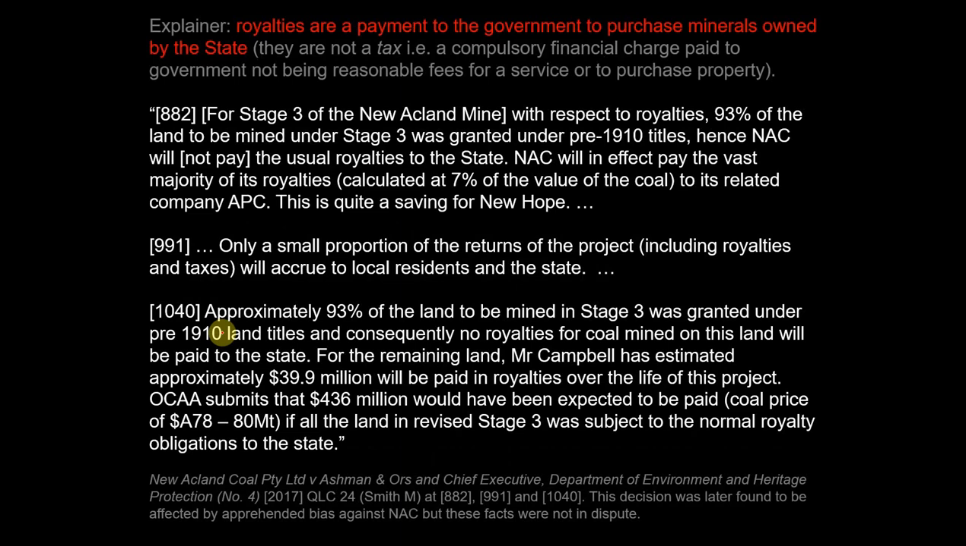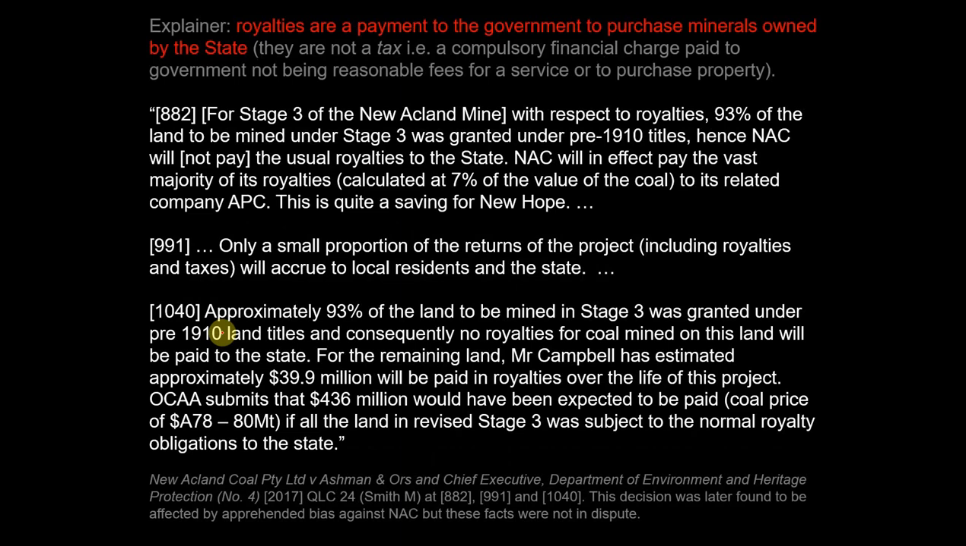When they mine the minerals, they will pay the royalties to the state. They'll typically pay compensation to the landholder for loss of use of their land, but the royalties go to the state. That's not the case for this mine. For this mine, the landowner, which is a related company of the mining company, owns the minerals. And it's a massive, massive benefit because it's essentially 93% of the land mined under the proposed stage three of the mine is owned by the mining company or a related company to it.